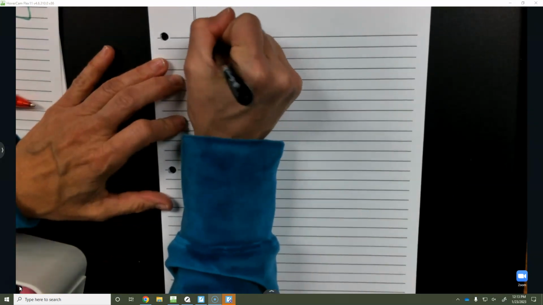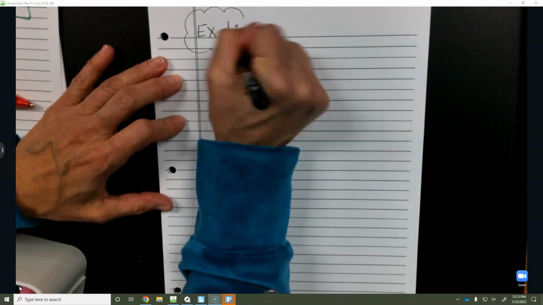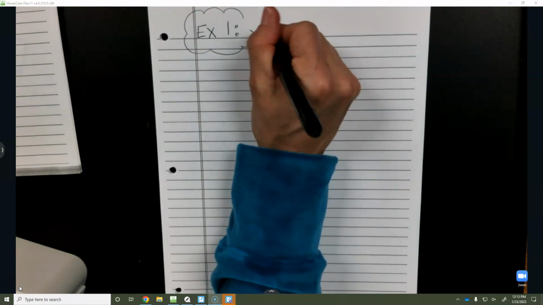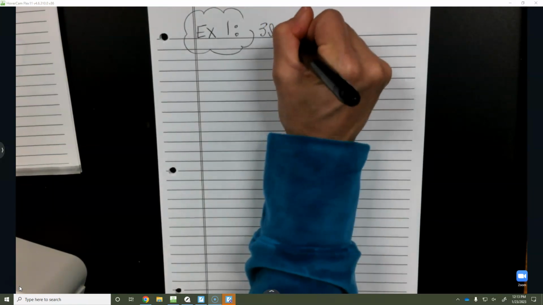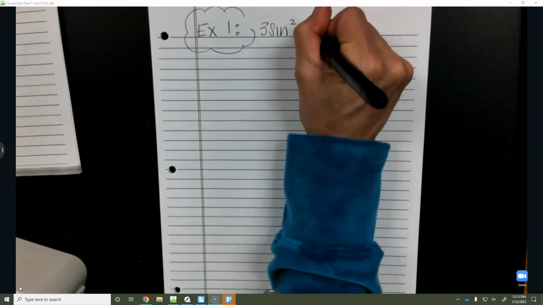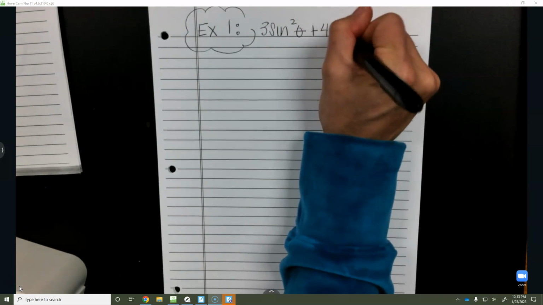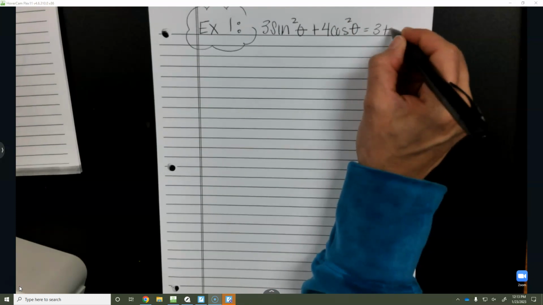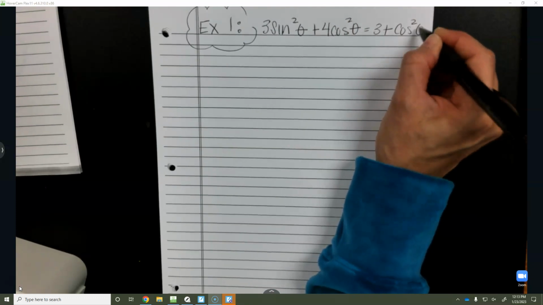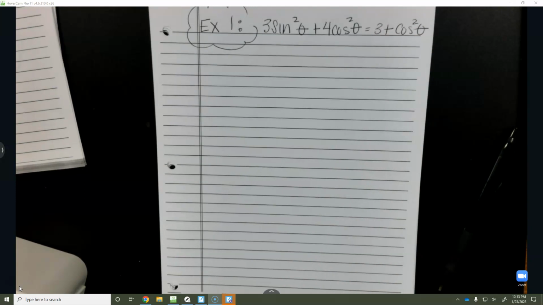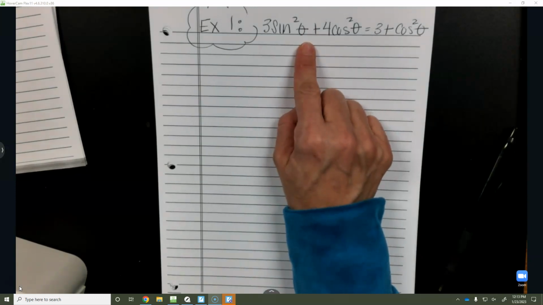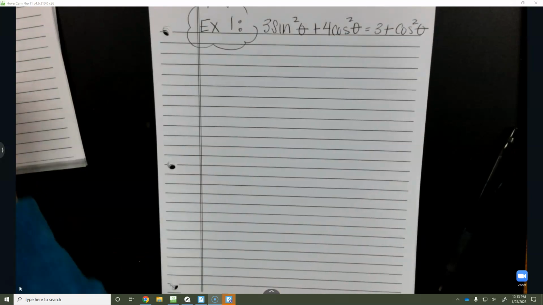So, example 1. Okay, so here we are. This actually looks a little more complicated than the right side, so we're going to focus on the left side.